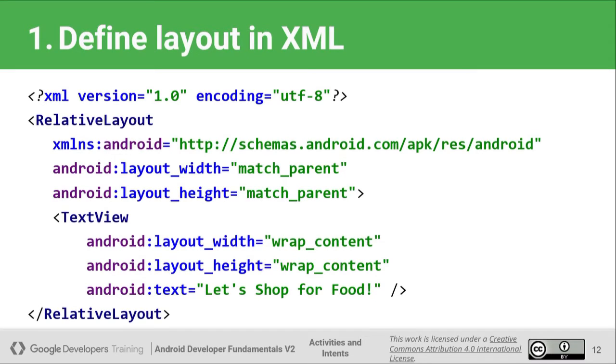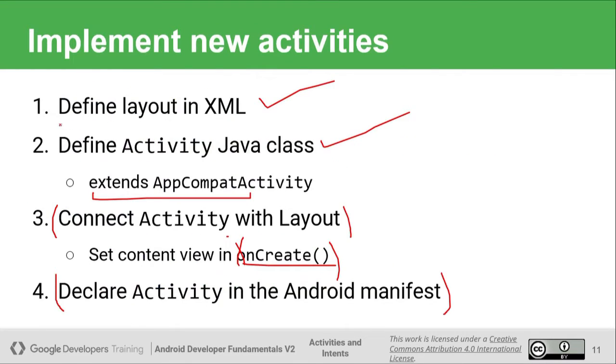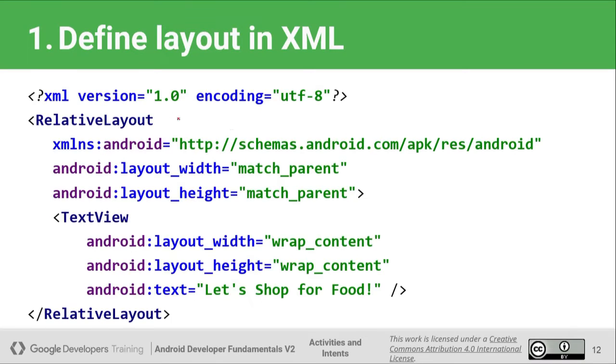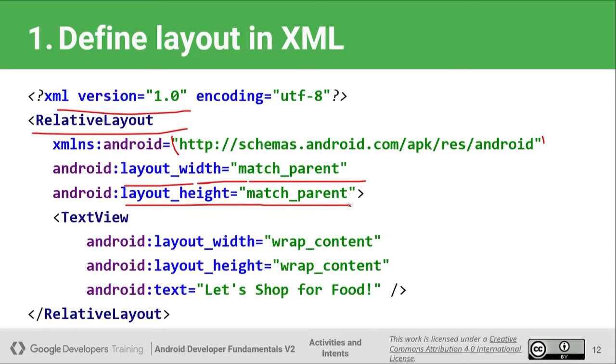So this is the XML file. As you can see, defining the layout in XML is the first step. This is the XML version, this is the encoding, and then this is the relative layout, which is the default setting for your Android applications. Layout width is match parent, because we are not creating the layout on our own. We are taking what is present in the parent. And this is a TextView control. Width and height are wrap content, and the text is let's shop for the food. So this is the relative layout, the first step of activity creation.